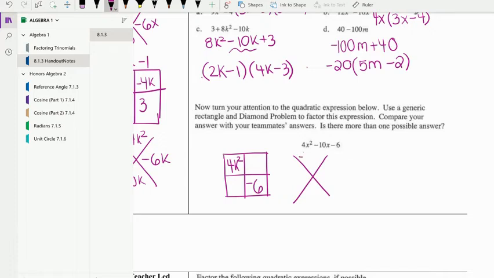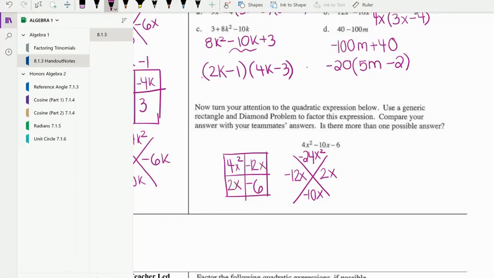So I know the product would be negative 24x squared. And then the sum will be negative 10x. So I want to think what two numbers would work for that. And the options would be negative 12x and 2x. So negative 12 times 2 would be negative 24, and negative 12 plus 2 would give us negative 10. So negative 12x and 2x.